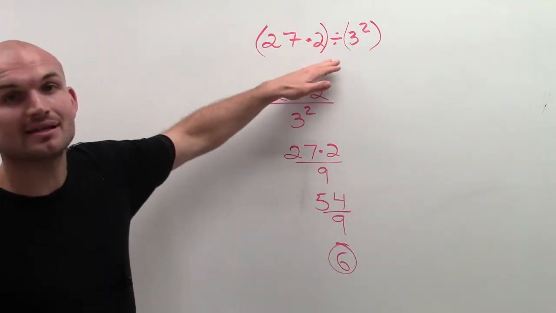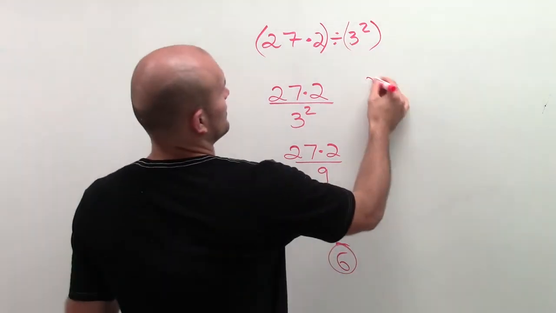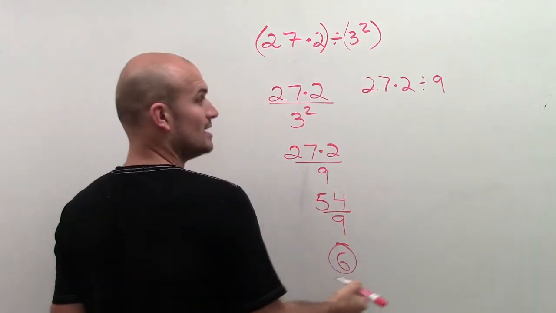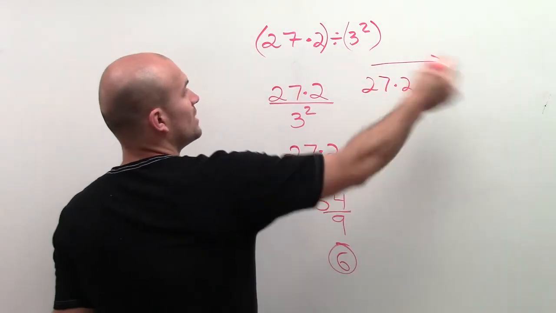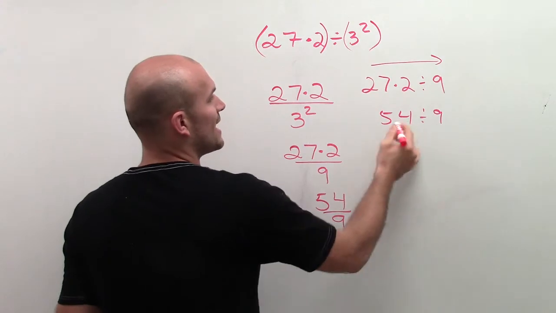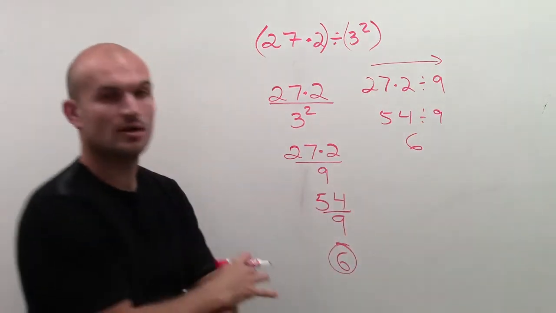And if you would have kept it like this, it would have looked like this: 27 times 2 divided by 9, right? And then we always go from left to right. 27 times 2 is 54, divided by 9. 54 divided by 9 is 6. You would have gotten the same answer.